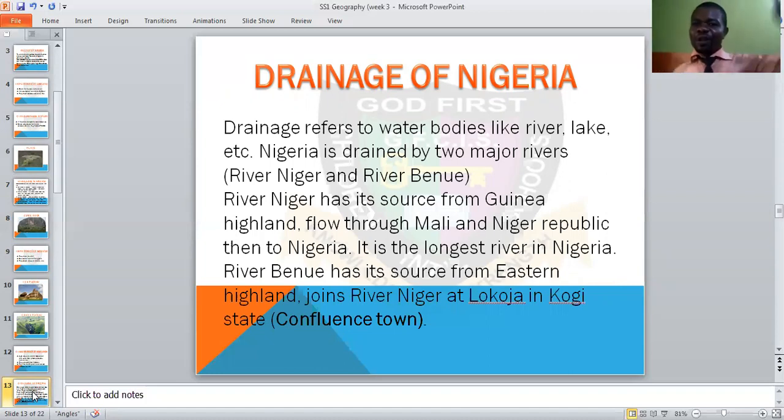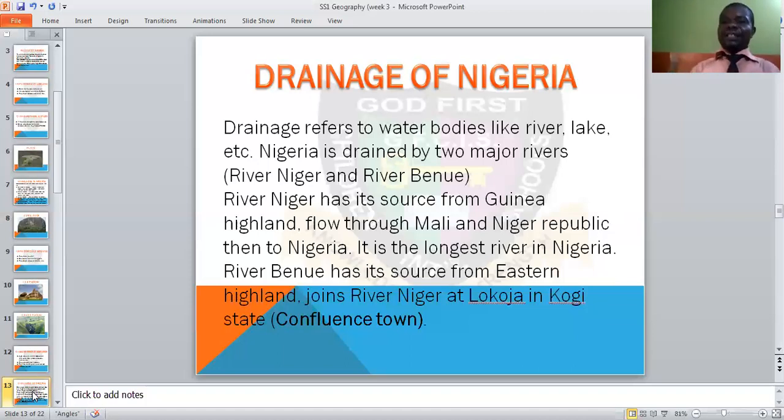River Niger has its source from Guinea Highland. It flows through Mali, Niger Republic, and then enters Nigeria. It is the longest river in Nigeria. The second one is the River Benue. That's the second largest river in Nigeria. These are the two major big rivers in Nigeria.